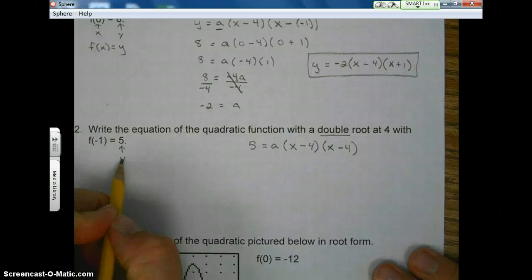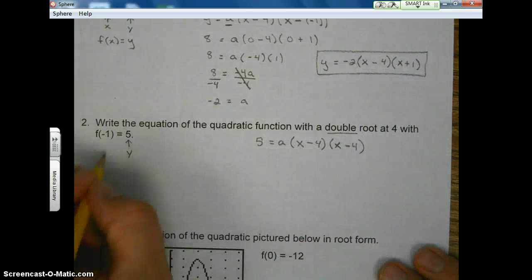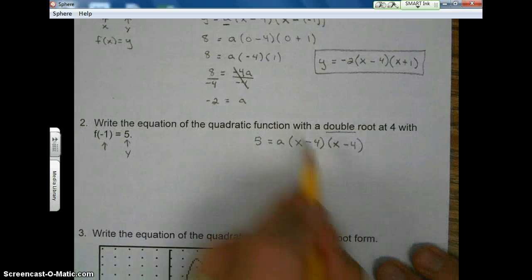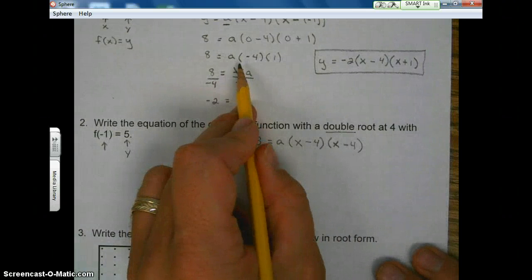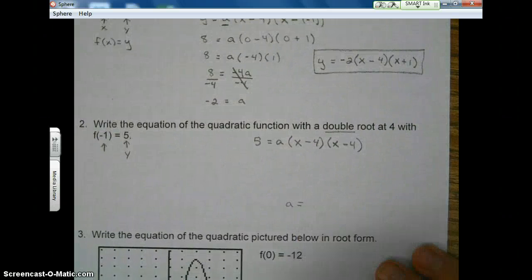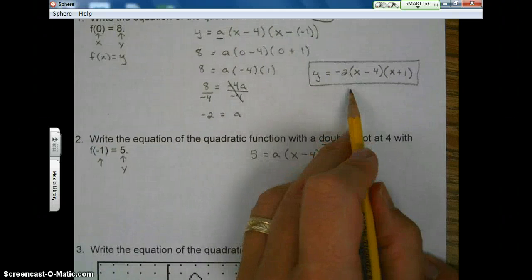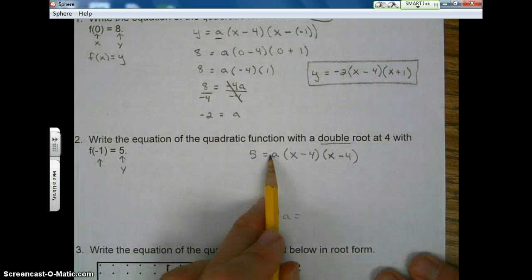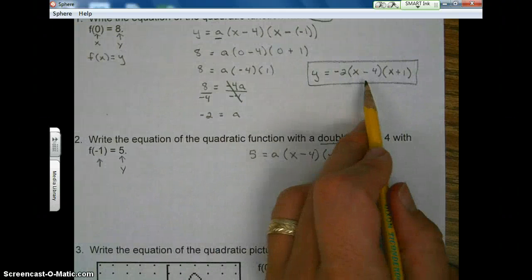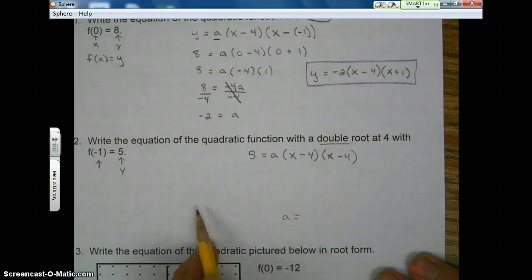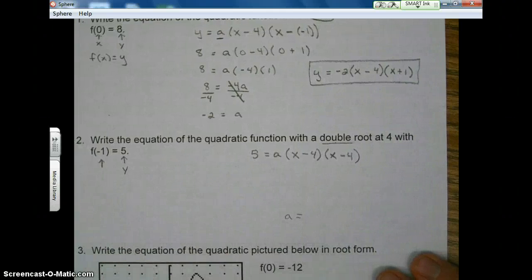Okay, so I plugged in the y for you. I've done most everything for you. So follow the same steps as in the problem before, find out what a equals, and then give me the equation that represents this quadratic function. I'm going to be looking for this equation on the video notes quiz tomorrow. Can you do it? I hope so.